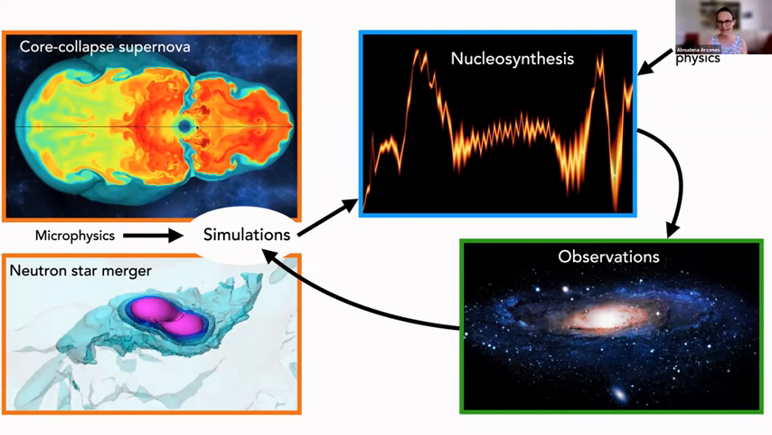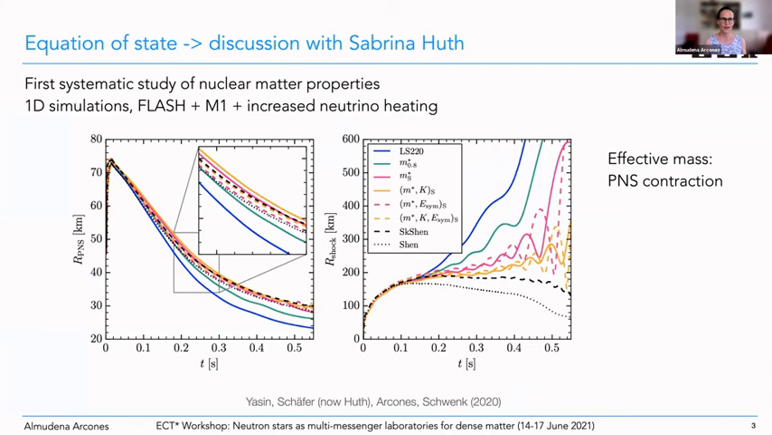So I have just one slide on this, because I want to pass the topic to someone else, and then I will focus more on the observation. Here we have explored the impact of the equation of state, and if you want to know more, I would like to suggest asking Sabrina Hood, who was doing this project together with Hannah Yassin. They performed hydrodynamical simulations, 1D simulations with the FLASH code and very good neutrino transport. And they increased the energy deposition by neutrinos in the gain region. So the proto-neutron star was untouched.